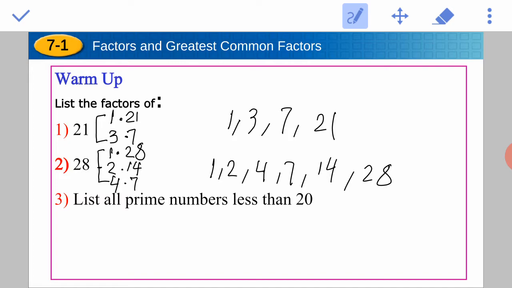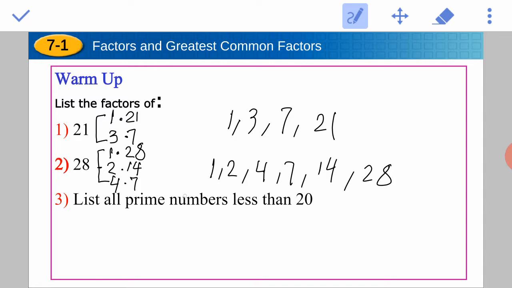Another skill you need to recall before you start studying our part today is prime numbers. A prime number, by definition, is a number that has only two factors. The two factors are the number itself and 1. According to that, 21 is not considered a prime number. What is the reason? Because 21 has 4 factors. 28 is also not considered a prime number because it has many factors.